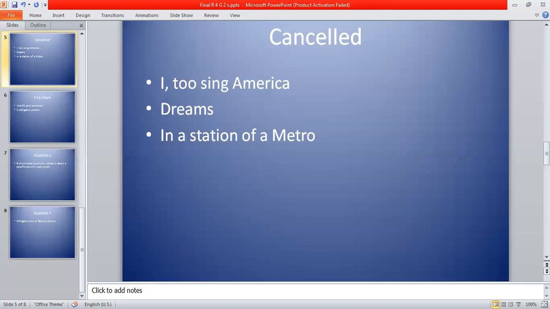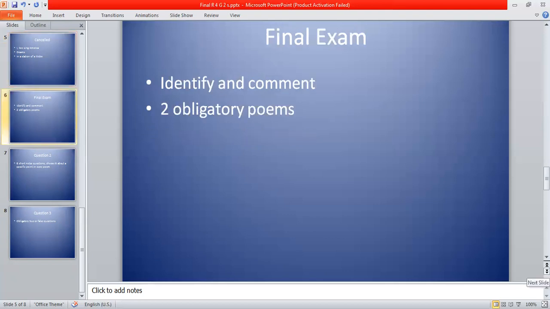So right now we know what poems you have to study for your final exam. Then we will take the form and the number of questions forming the final exam. The first question in the final exam, which consists of three major parts, is Part 1, or question 1: identify and comment.